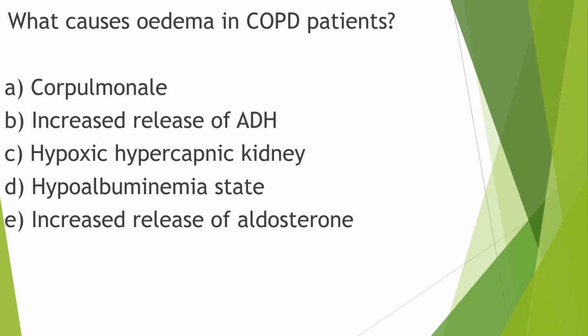So what causes edema in COPD patients? The options are cor pulmonale, and this is the most commonly wrongly chosen answer. People think that cor pulmonale is the reason of edema in COPD patients, but the actually right answer here is hypoxic hypercapnic kidney, or you can say the altered salt water metabolism. That is the main reason of edema in COPD patients.